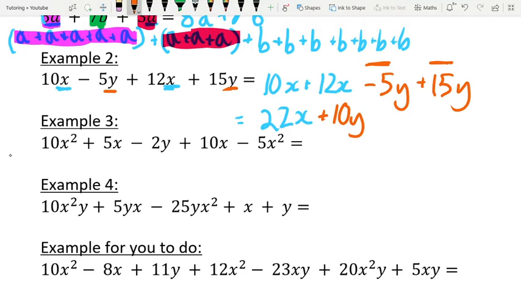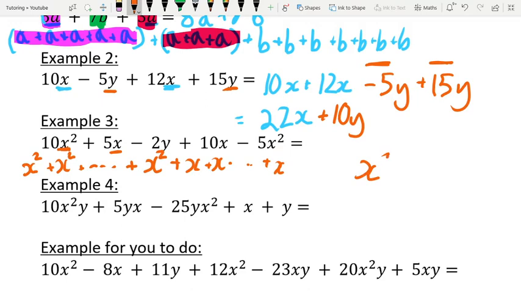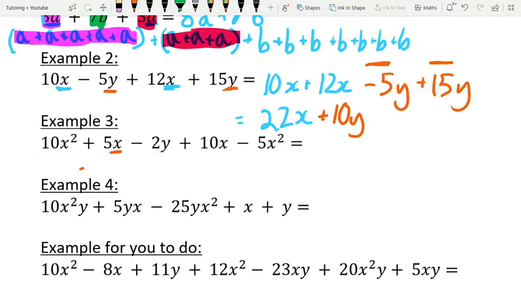So you've got your 10x squared there, and you've got your 5x here, and your 10x. It's a common mistake to think you can combine these two. This means x squared plus x squared dot dot dot. So you've got 10 x squareds here, and then you've got your x, and you've got your 5x's there. You cannot combine an x squared with an x. They don't go together. They mean totally different things. So you can only combine when the algebraic variable is exactly the same.